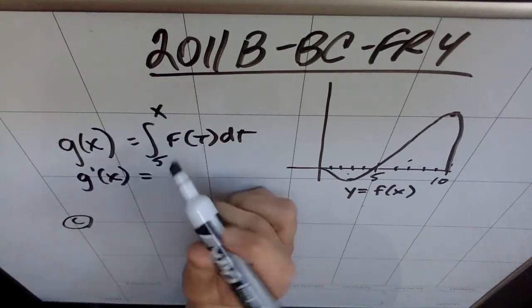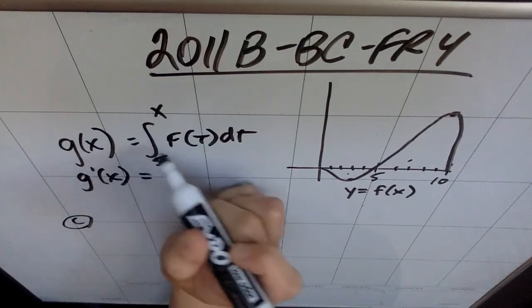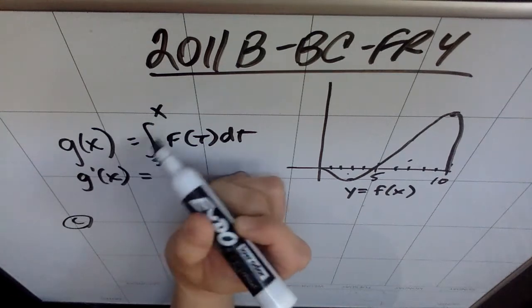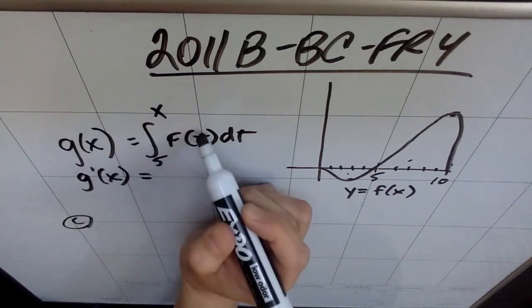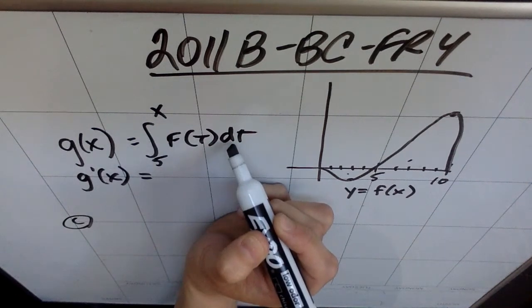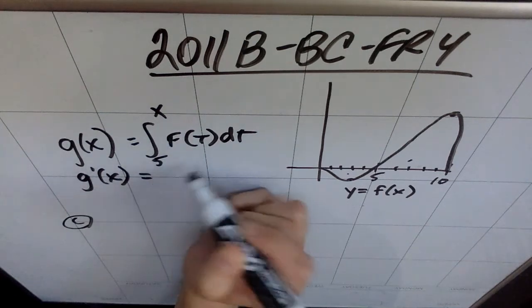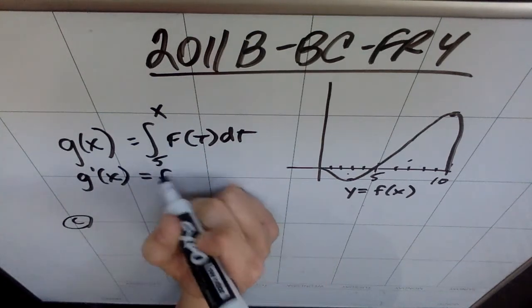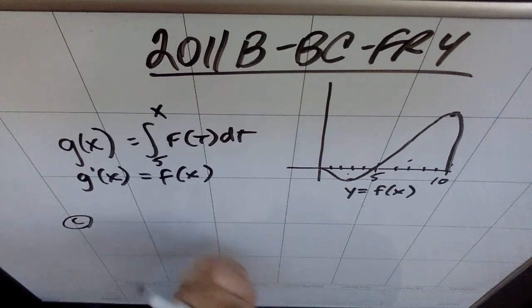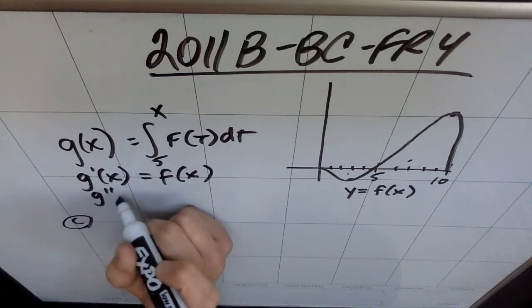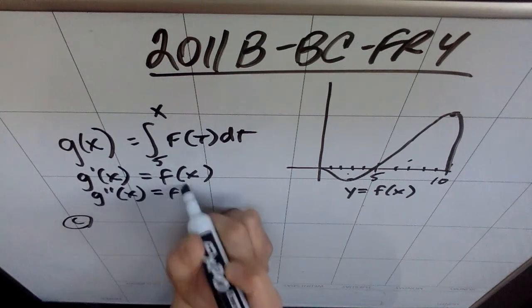Based on the second fundamental theorem of calculus, when I derive with respect to x, the derivative is going to cancel this integrand, and I'm just going to get f of x times the derivative of x, which is a 1, minus f of 5 times the derivative of 5, which is a 0. So I just get that g prime is f of x. That means my g double prime of x is f prime of x.